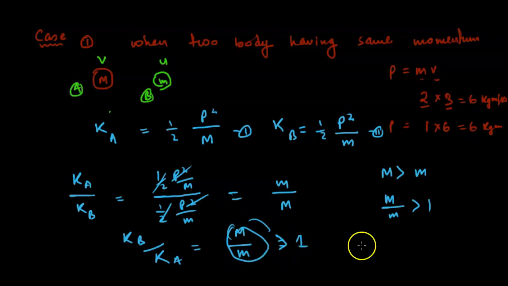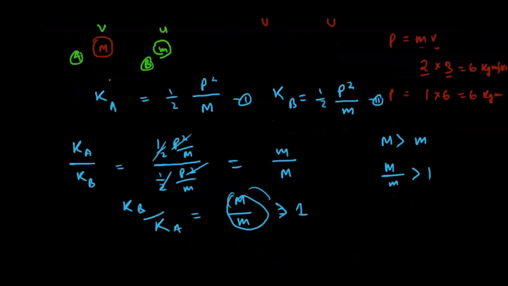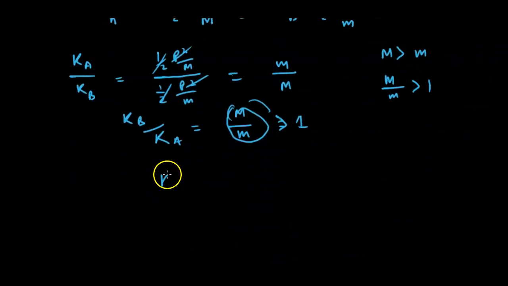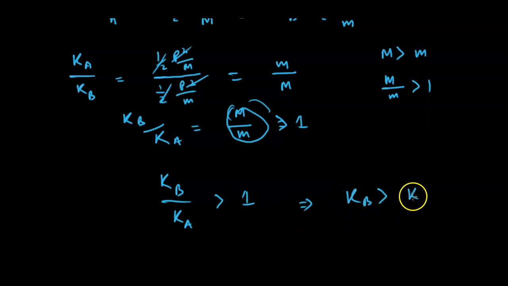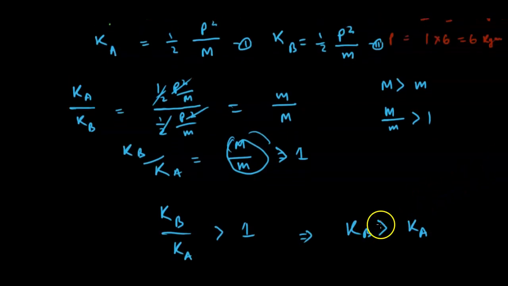That means we can say that KB upon KA is greater than 1. So we can say KB is greater than KA. So what you have seen over here is that the kinetic energy of the body B is higher than the kinetic energy of the body A. So this is the condition.